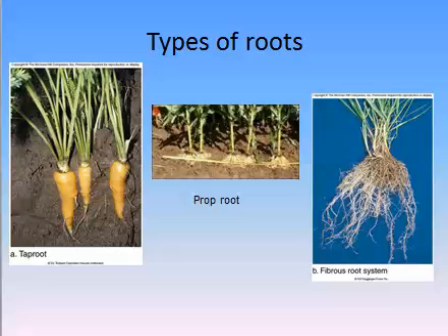And you know that when you pull on these, they're very hard to get up, and that's because they have this huge, vast root structure. Whenever they do come out, they actually take a bunch of soil with them. Prop roots do not extend far into the soil. These include things such as corn, if you've ever seen corn growing, or even mangrove trees.